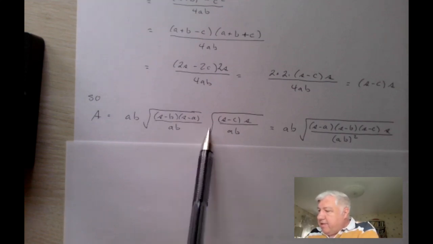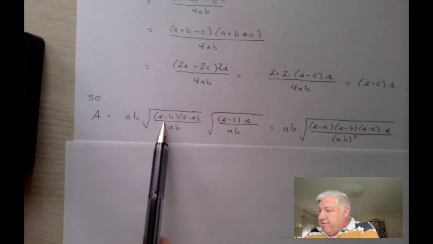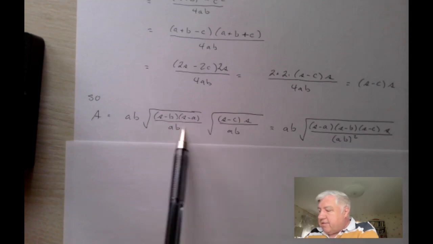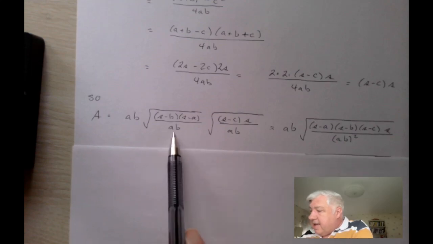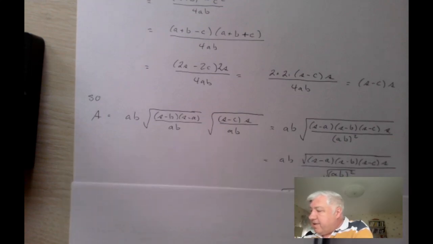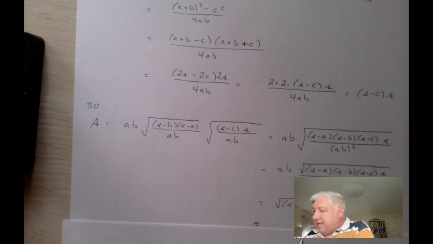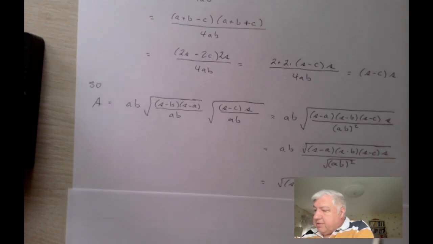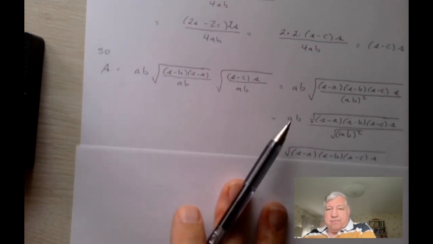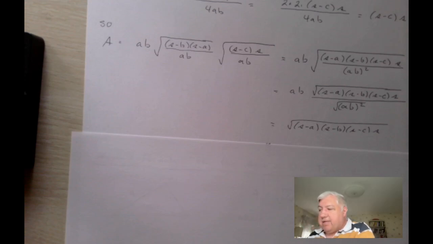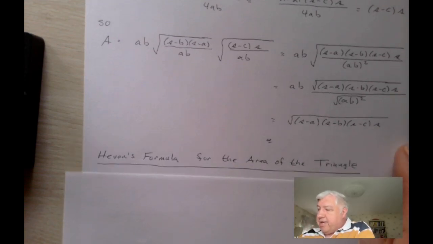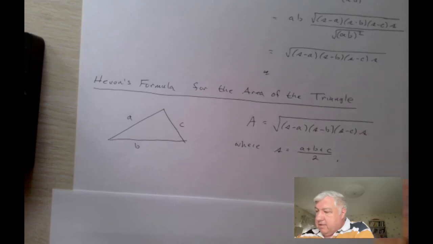All right, now we just bring these together, with the square root of this times the square root of this is the square root of this times this. And then this is this ab squared. We take the square root of ab squared. That's just ab, and that cancels with this ab. And so we get this square root of s minus a times s minus b times s minus c times s. And so we get Heron's formula.